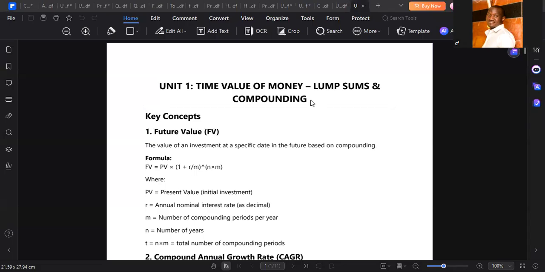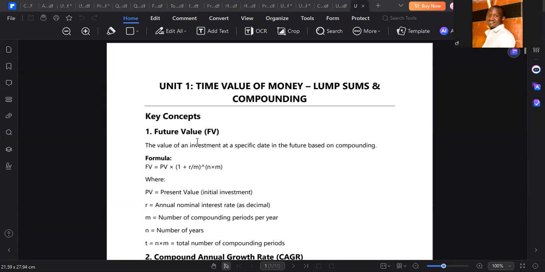Our session today will be on 4 units. We'll start with time value of money.